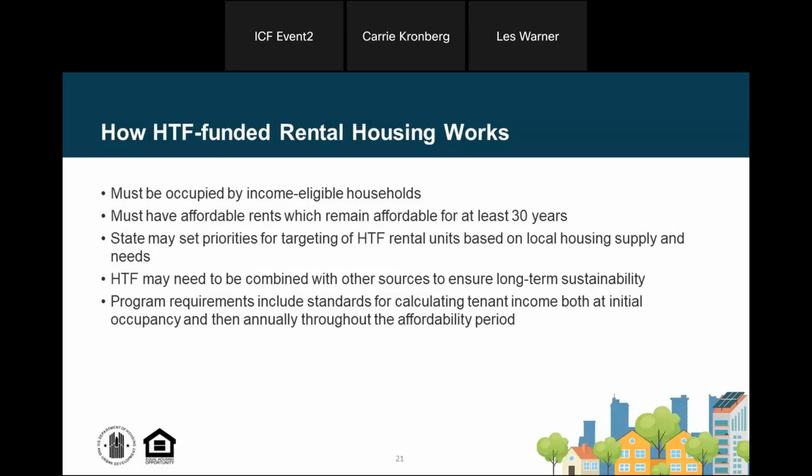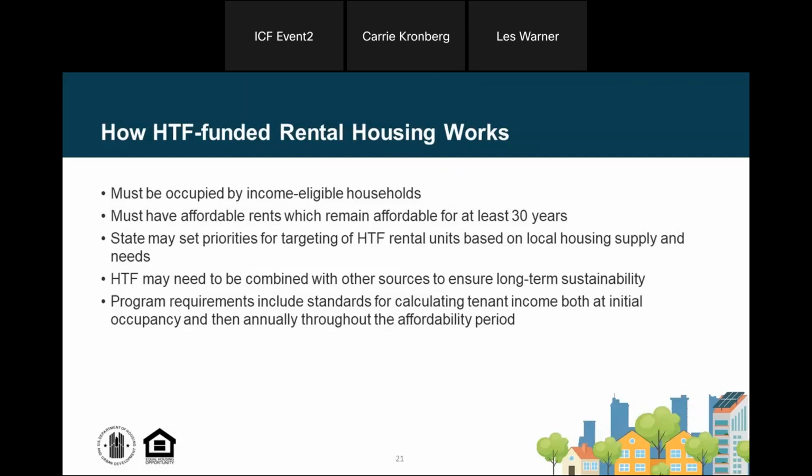As we mentioned, those units are targeted for extremely low income households. In the future, we might have more flexibility to target very low income rather than extremely low income if our total Housing Trust Fund allocation goes over that $1 billion mark. Housing Trust Funds may need to be combined with other sources, and oftentimes we see Housing Trust Fund done in combination with project-based assistance just to make sure that they're going to be sustainable long-term with that very deeply targeted affordability as part of that.